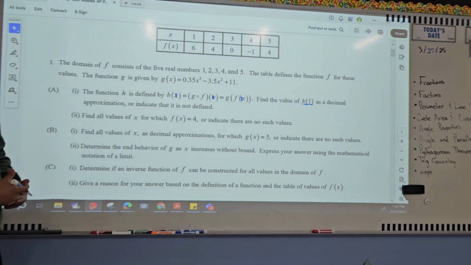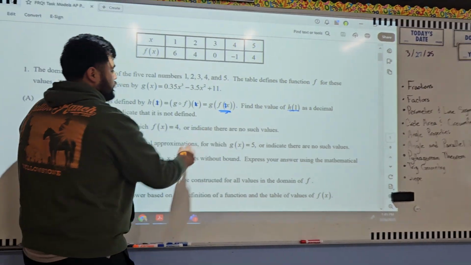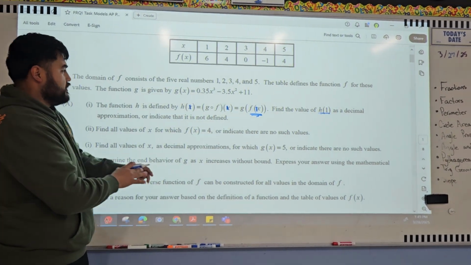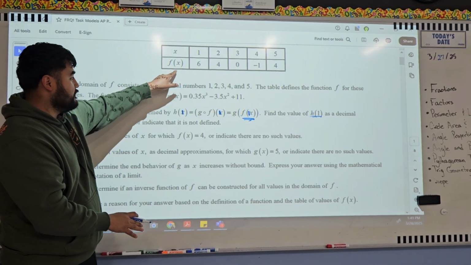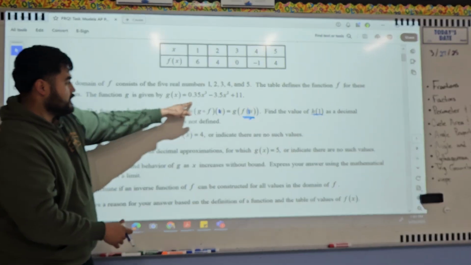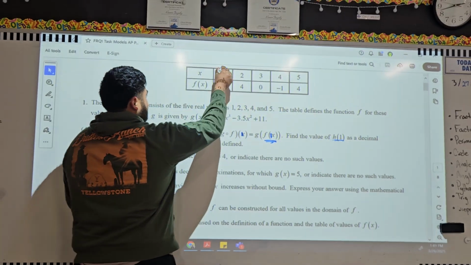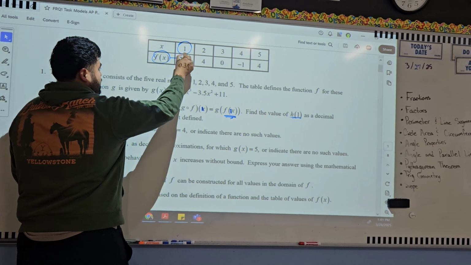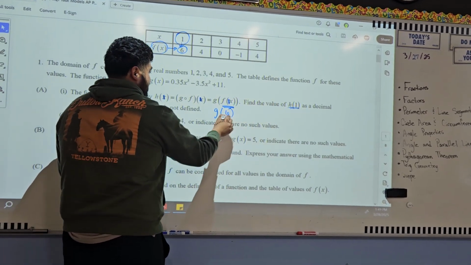So composition of functions. Which one do we start with? You focus on f of 1. There are 2 different functions: the table, which is focusing on f of x, and g of x, which is over here. So f of 1, you focus on the input of 1 for x, and then you have f of x. What do they meet at? They meet at an output of 6. So now you have g of 6.